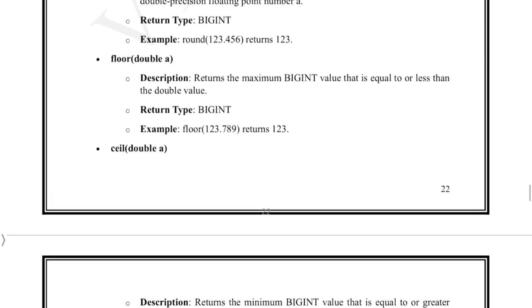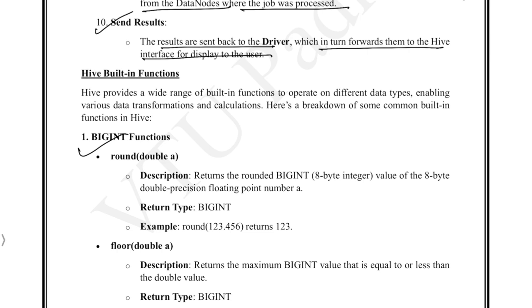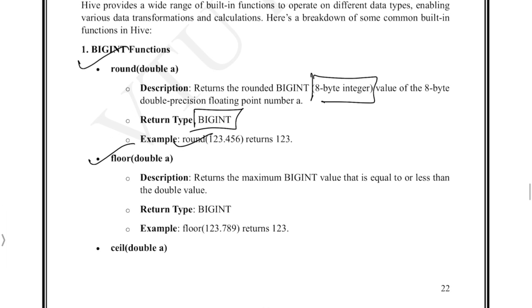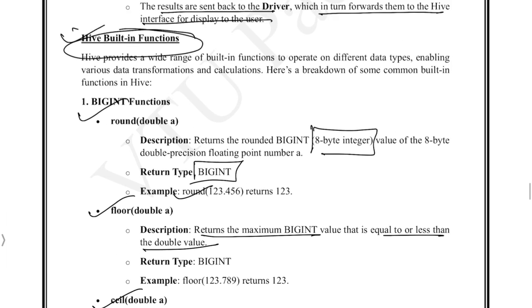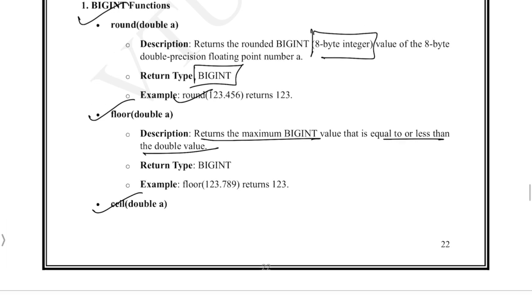Again, it is explained from the table itself. The bigint function: the name itself says 8-byte integer. For example, you give floor of a double value, and it returns the maximum bigint that is equal to or less than the double value. The ceil method as well. These are all inbuilt functions of Hive, guys. So first is the bigint function.